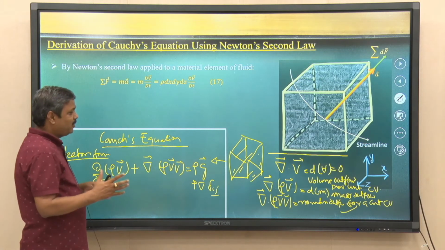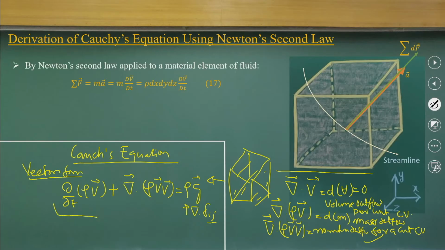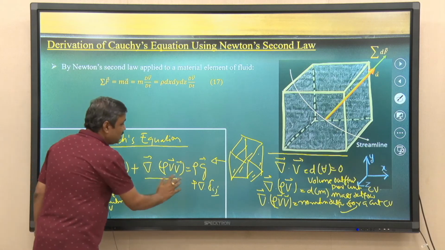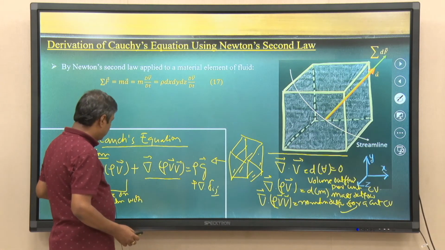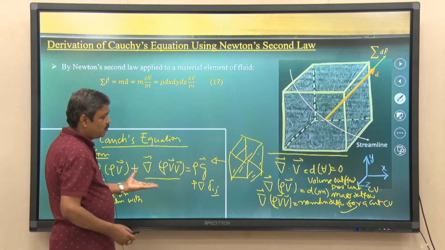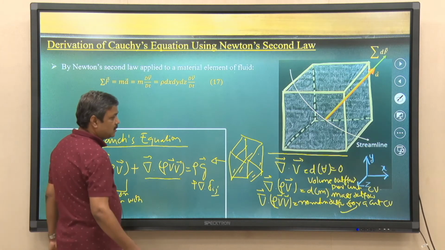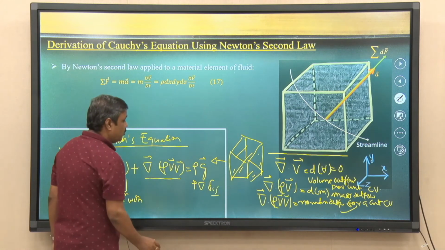So, if I try to interpret this, physically this part, nothing else, that is what changes in momentum. Here we have the linear momentum within the control volume with respect to time. This is the momentum outflux from this control volume. This is the momentum change within the control volume. This is the momentum outflux per unit control volume.